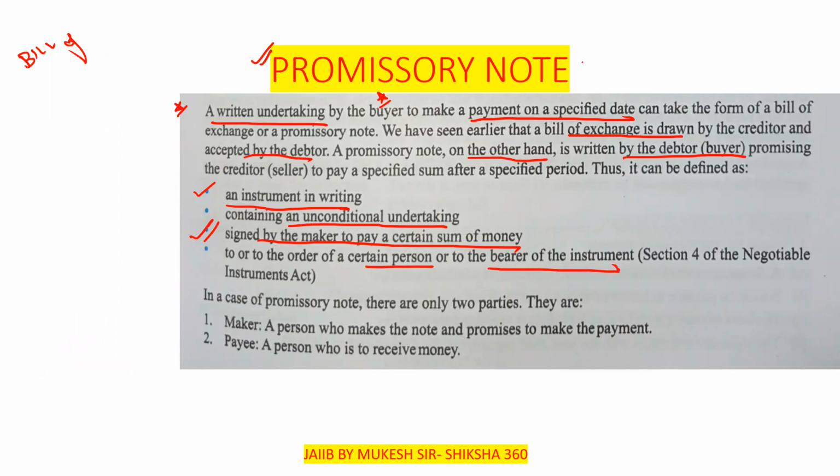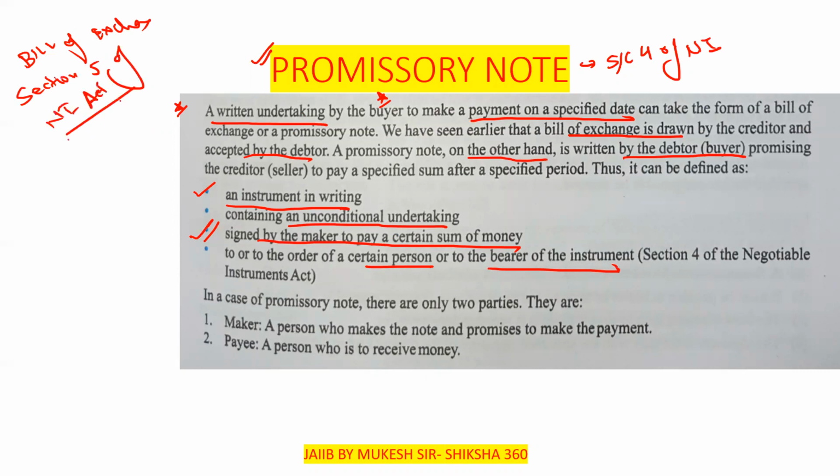Further, a promissory note is defined in section 4 of the Negotiable Instruments Act, and a bill of exchange in section 5 of the Negotiable Instruments Act, clear?